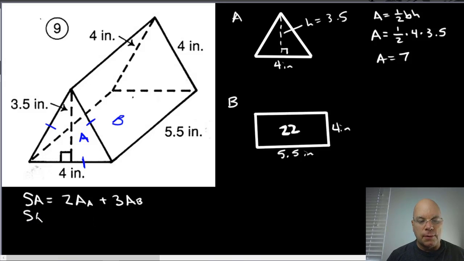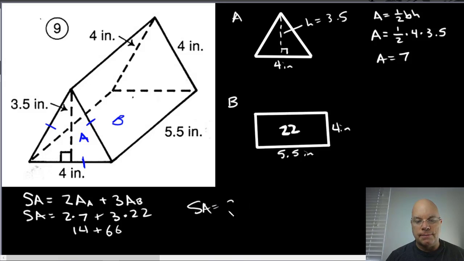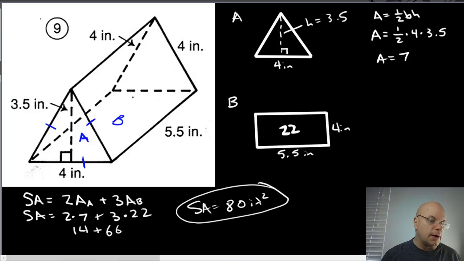If I substitute into this formula, I have 2 multiplied by the area of face A, which was 7, plus 3 multiplied by the area of face B, which is 22. So 2 7s is 14, 3 22s is 66. So the total here is 80. The surface area is 80 inches squared. Inches squared because it's area, so it's still two-dimensional. I'm just going to double check my answer. Yes, 80 inches squared.